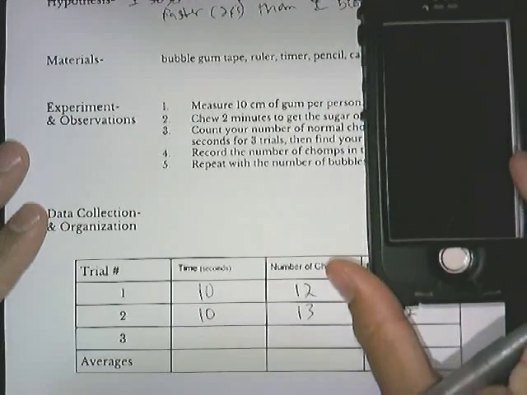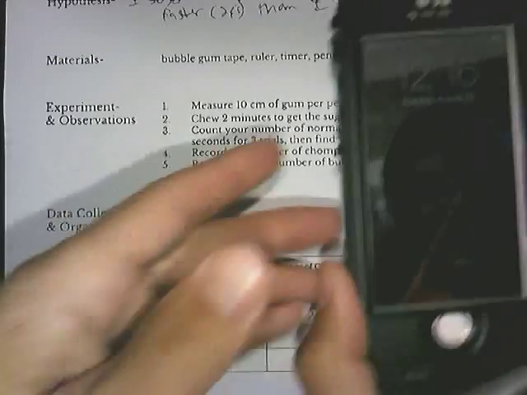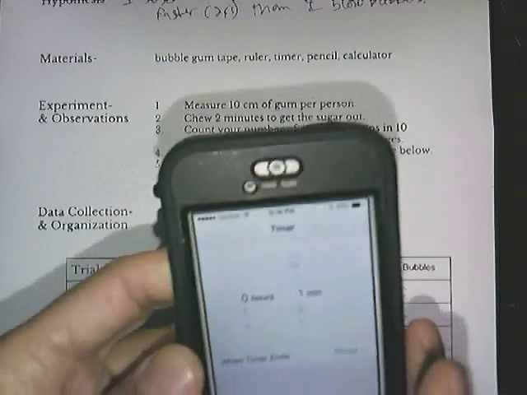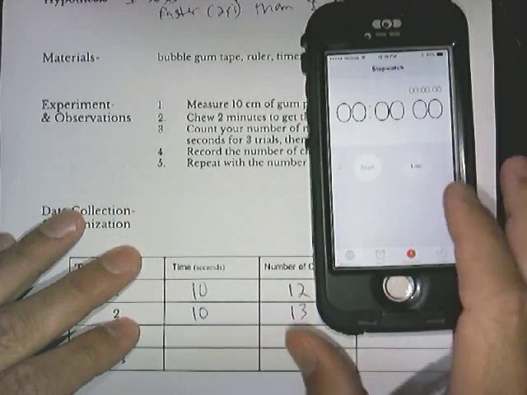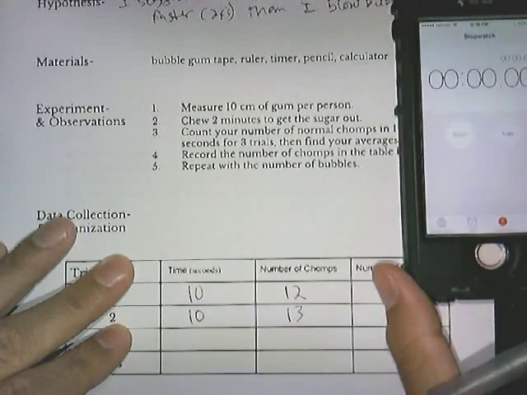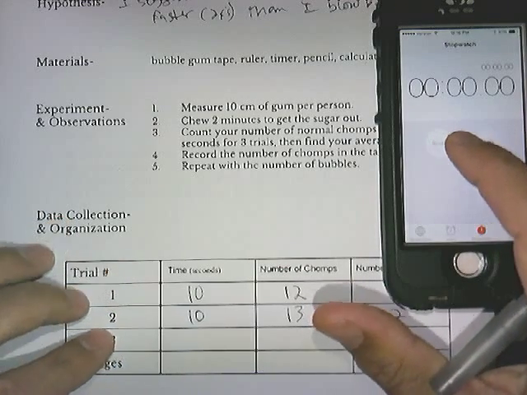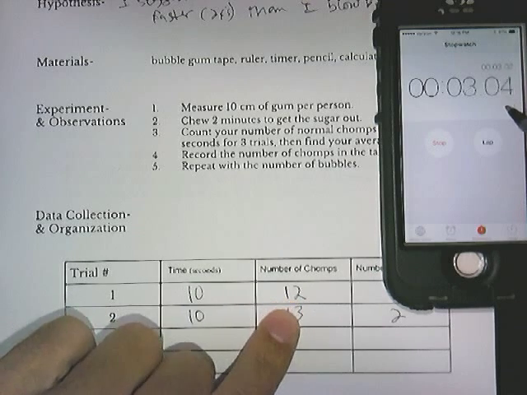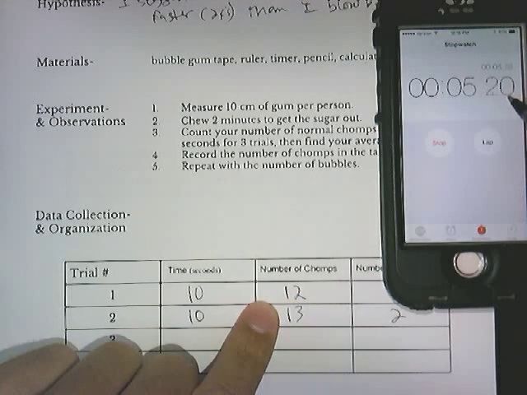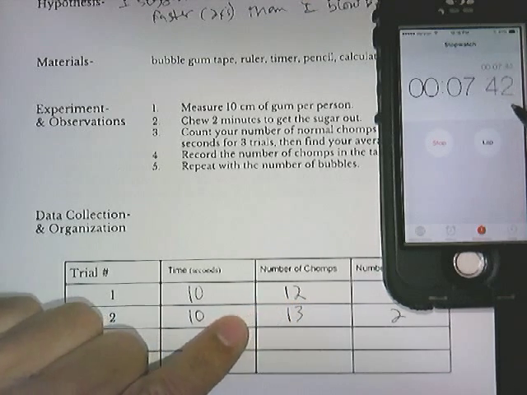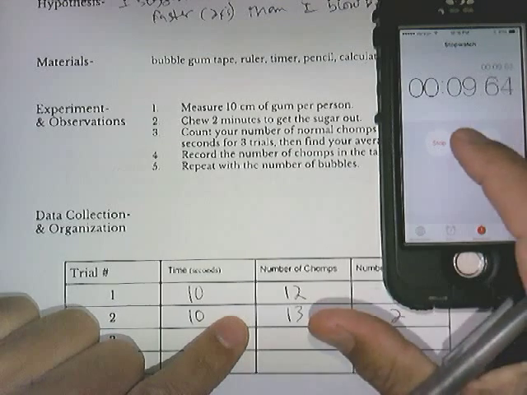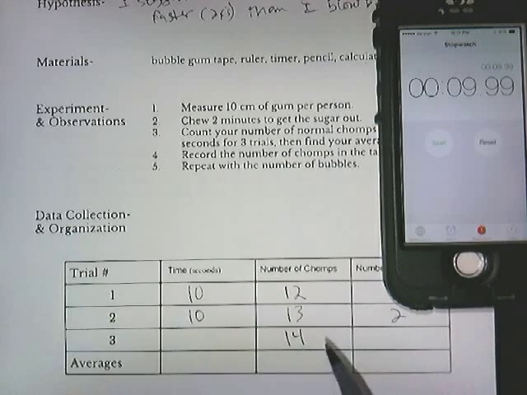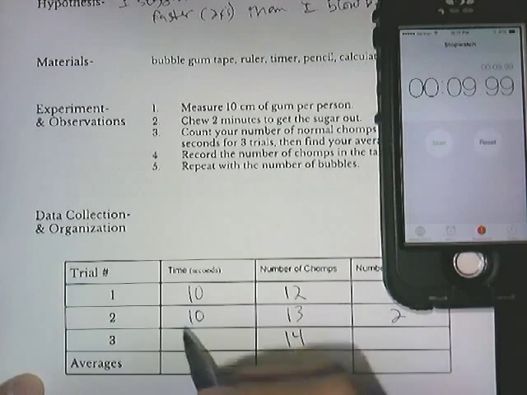So you're going to need a timer. And I'm going to use my phone, as I would anticipate you using your phones. And I'm going to go into stopwatch mode. And I'll do this right here in front of you. So I'm going to start chomping. Just a normal chomp as a chewing of the gum. Oh, close enough to 10 seconds. And I got 14. So I just chomped 14 times in 10 seconds.